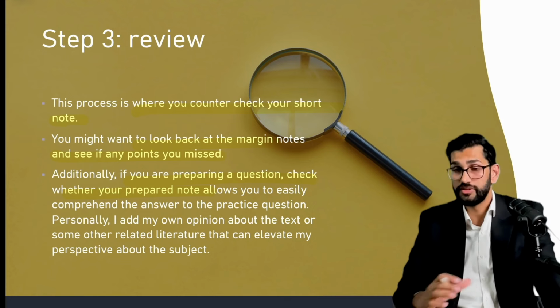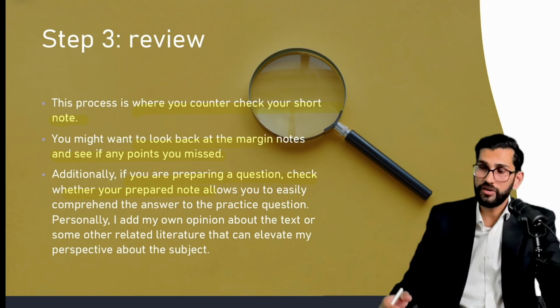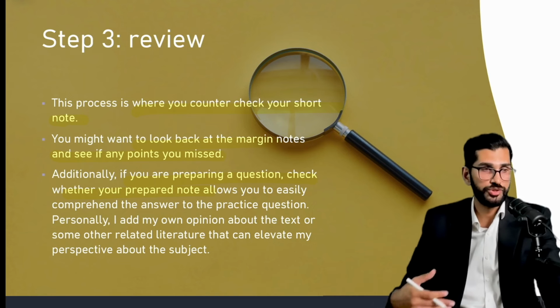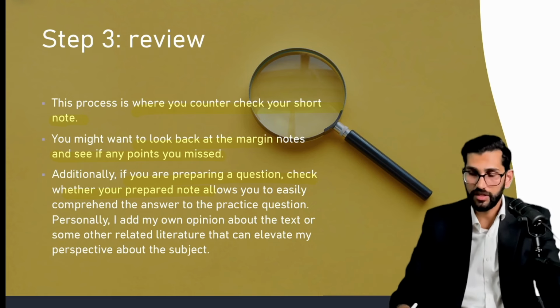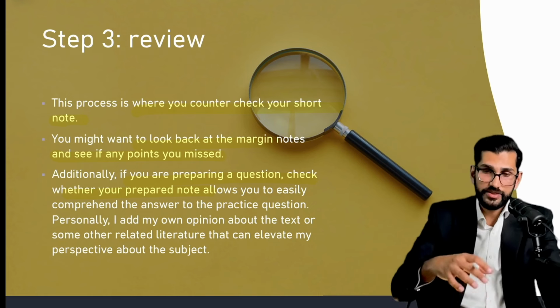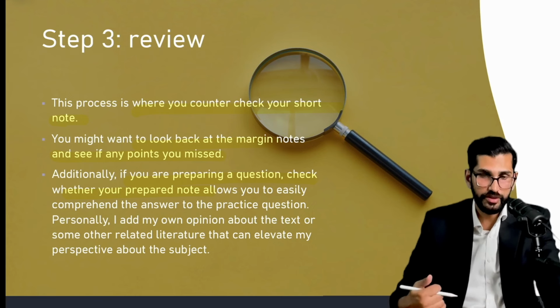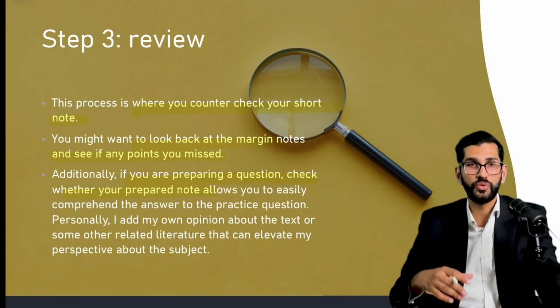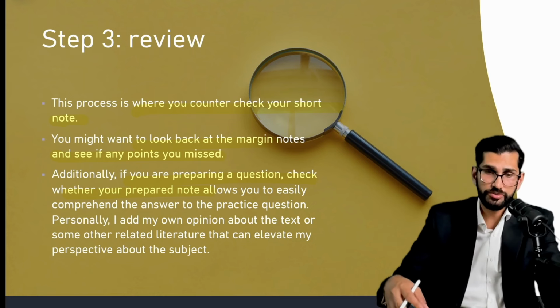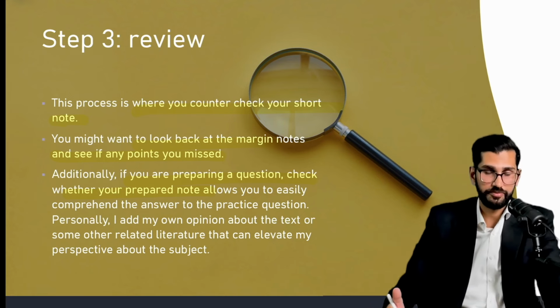Personally, I add my own opinion about the text or other related literature that can elevate my perspective about the subject. Now, this is also very helpful. I use a different sticky note color in order to add my own opinion or the opinion of other authors. Let's say if I read a journal article or a report from the internet, I would add it with a different color. So with this 3-step process, your learning will be so easy. It will be so efficient. It will be saving you so much time eventually that you can score really well and focus more on your studies by adopting this 3-process method for the purpose of preparing your exam or taking your notes.